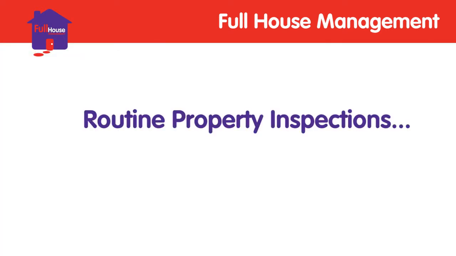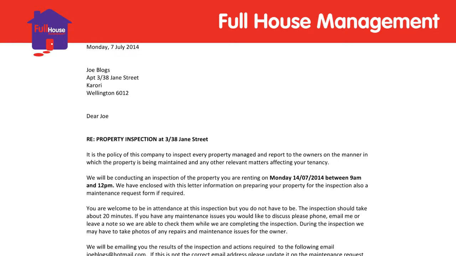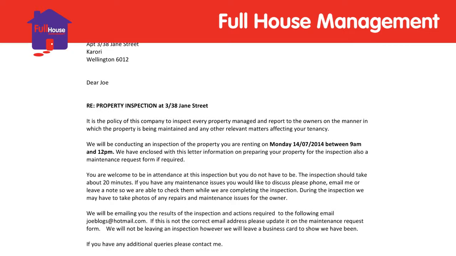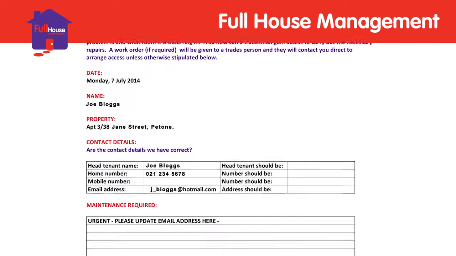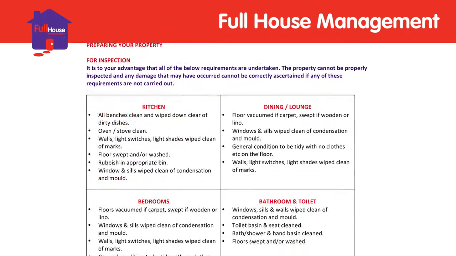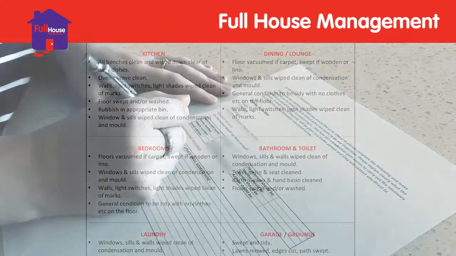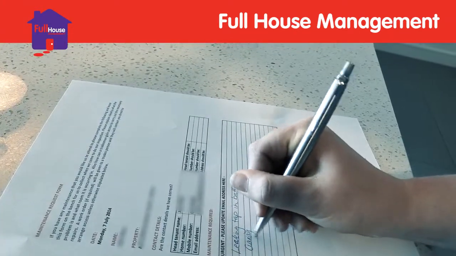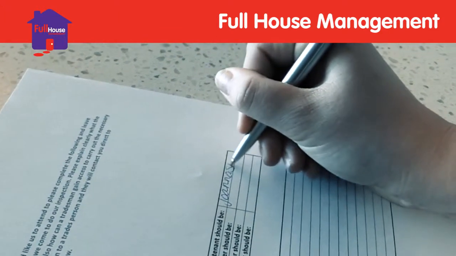The Full House team carries out routine inspections every 13 weeks. We'll always email and post you the inspection notification the week prior to it being carried out. Attached to the notification will be 2 forms, a maintenance request form and a property presentation form, to remind you how we like the property to be presented for the inspection. Complete the maintenance form with any maintenance requests you may have. Also, please check to make sure we have your correct contact details.